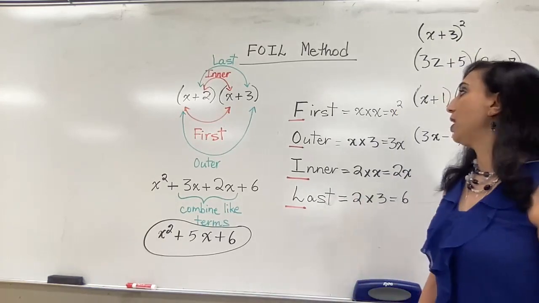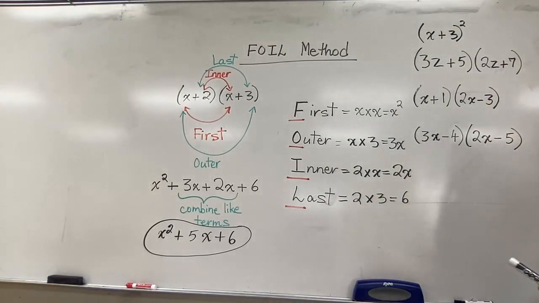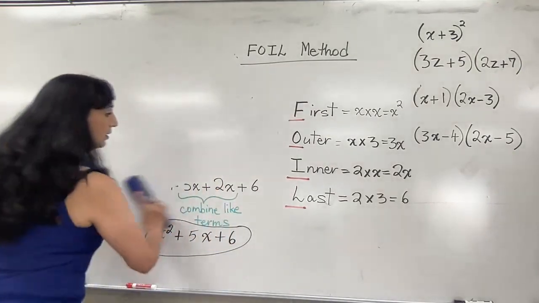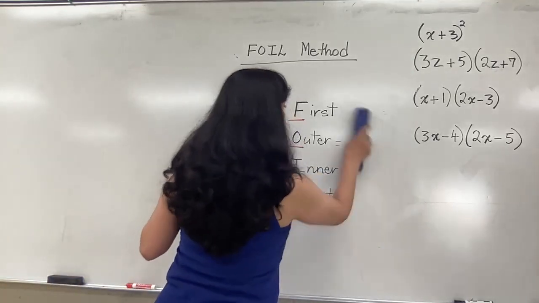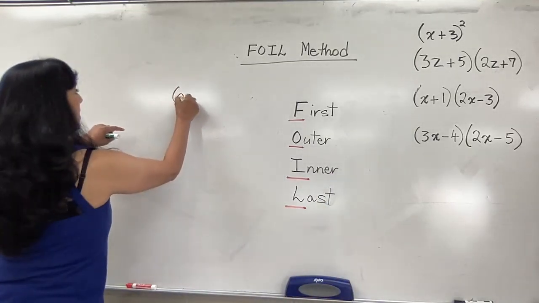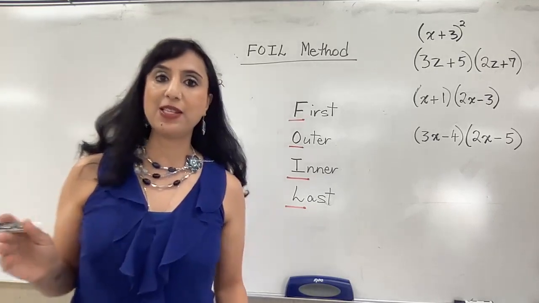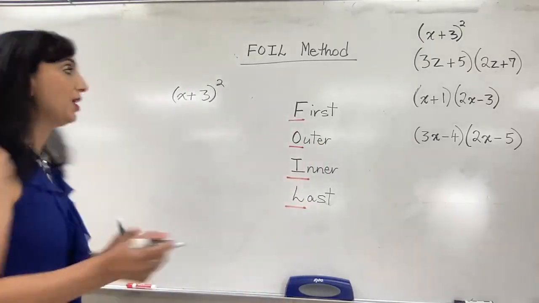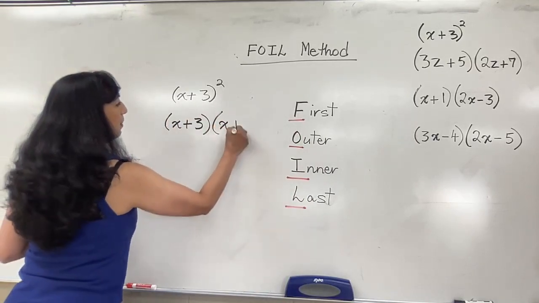Okay, so let's try some more examples which I have over here. I'm going to erase this so you can see what I'm doing. All right, let's do the next one. It says x plus 3 squared. When I say x plus 3 squared, it basically means I'm taking the same expression times itself. So this is x plus 3 and x plus 3.